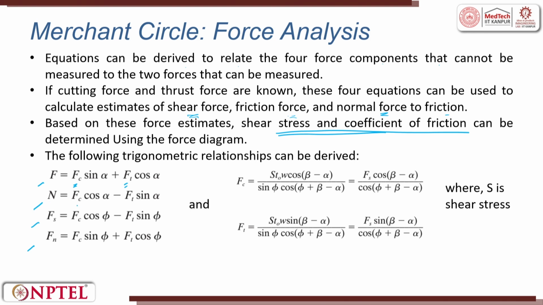N can be related as Fc cos alpha minus Ft sin alpha. Fs can be Fc cos phi minus Ft sin phi, because these are known to me: alpha the rake angle, friction angle and shear angle. Then Fn will be Fs sin phi plus Ft cos phi. So, now Fc and Ft can be written like this.